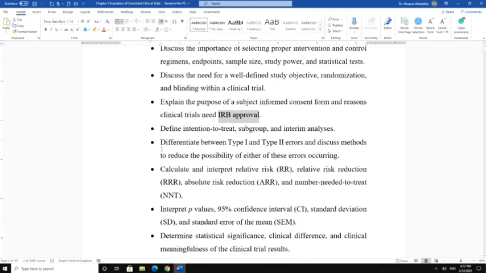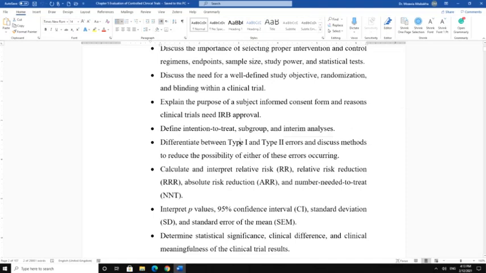what we mean by intention to treat analysis. We have two opposing things, intention to treat and per protocol analysis. We have also subgroup analysis. We have what we call interim analysis. So you need to understand what we mean by each one of them.